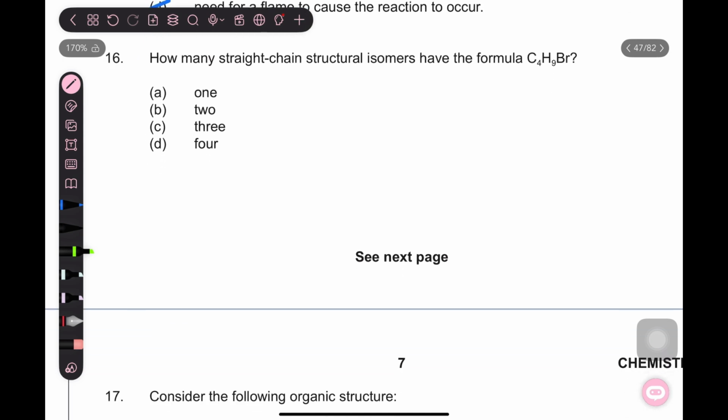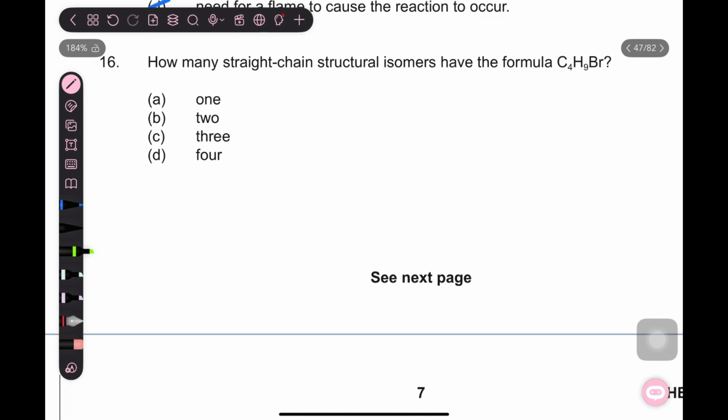Okay, question 16. I like to draw these ones out. This one's a pretty simple one, thankfully. Just make sure that we're talking about straight chain here. It's very significant, especially because we've got 4 carbons.